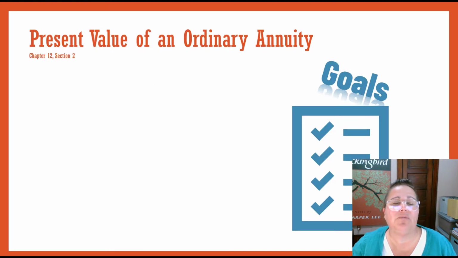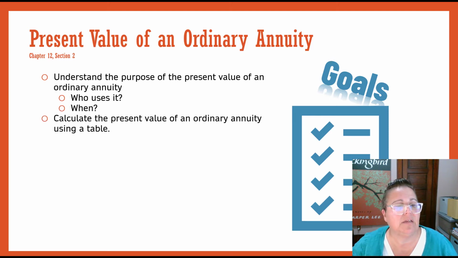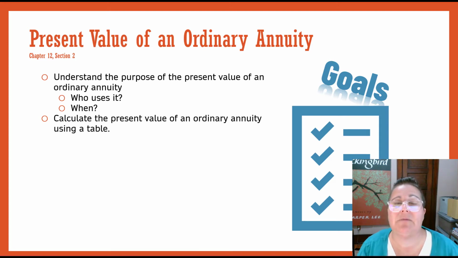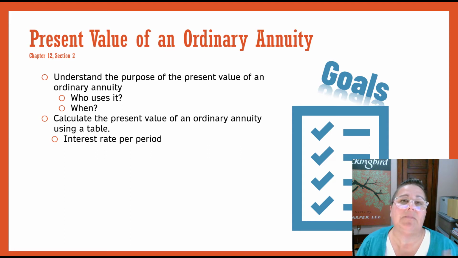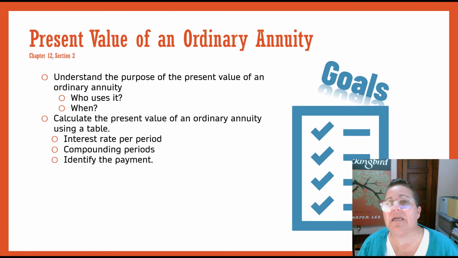So, for the present value of an ordinary annuity, Chapter 12, Section 2, our goals are to understand the purpose of the present value of an ordinary annuity, who uses it, when they use it. We want you to be able to calculate the present value of the ordinary annuity using two different methods. The first being the ordinary annuity present value table. This means, as we have done before, being able to calculate the interest rate per period, the total number of compounds, and to identify the payment amount.